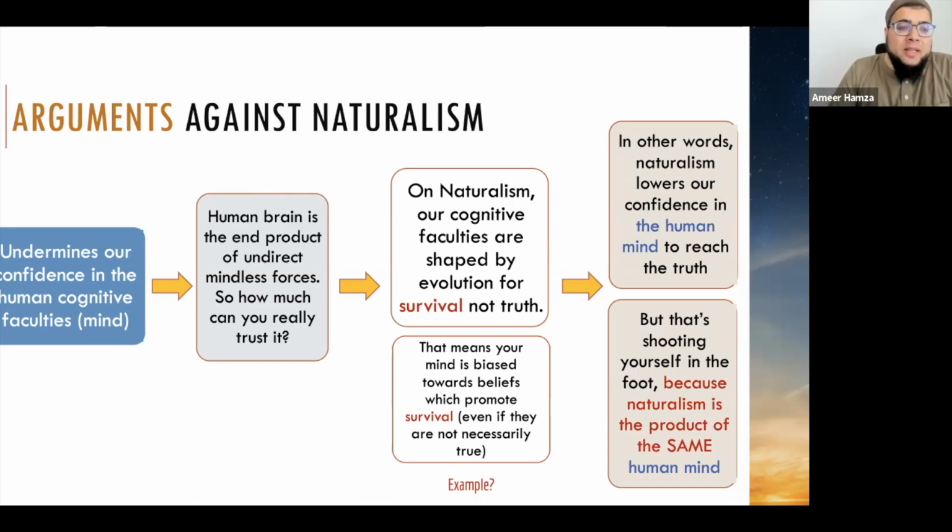But even if it did, once again, if you are going to be a naturalist, you have to assume the truth of your naturalism relying on your mind. But the moment you do that, you end up undermining yourself because you just said that your brain is mainly worried about survival, not necessarily the truth. And that's where it becomes a big issue for naturalists.